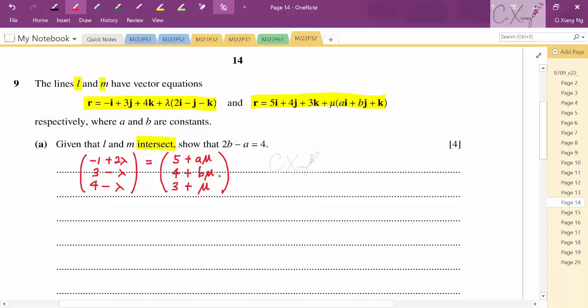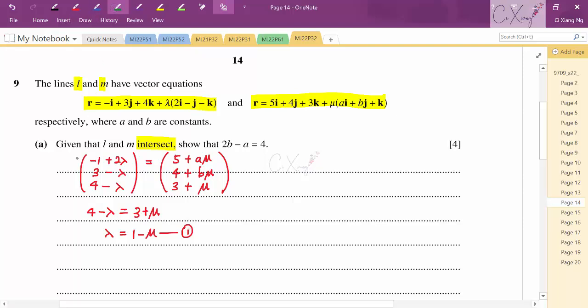There are many ways for us to complete this part. Generally, I try to rephrase all my equations slowly and get rid of the lambda and mu. First, I look at the last equation, where I have 4 minus lambda equals 3 plus mu. If I rephrase it, I have lambda equals 1 minus mu. This is my first equation.